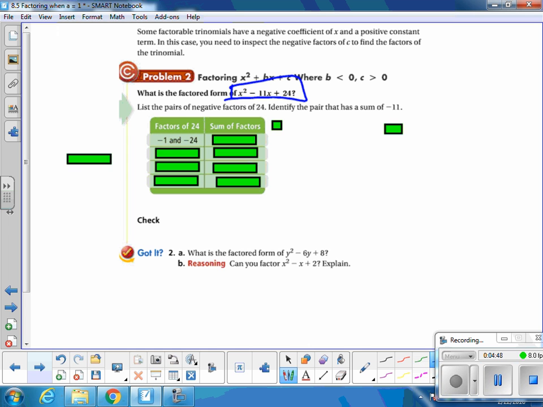And here they all are again. But this time I have to consider the negatives. Okay, so the factors of 24 are negative 1 and negative 24, negative 2 and negative 12, negative 3 and negative 8, negative 4 and negative 6.